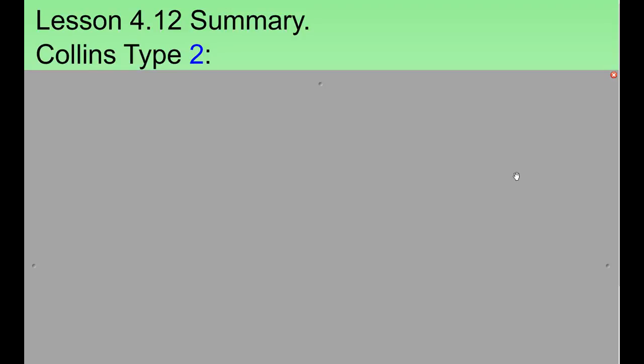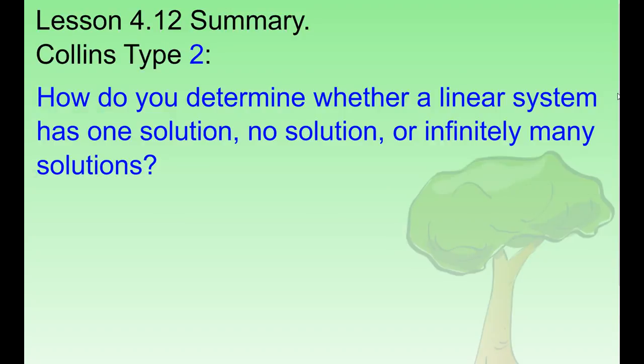Okay, so for our summary, type 2: how do you determine whether a linear system has one solution, no solution, or infinitely many solutions? Write out in words how you can determine this. Go ahead, answer the question. Pause the video if you need the question a little longer.